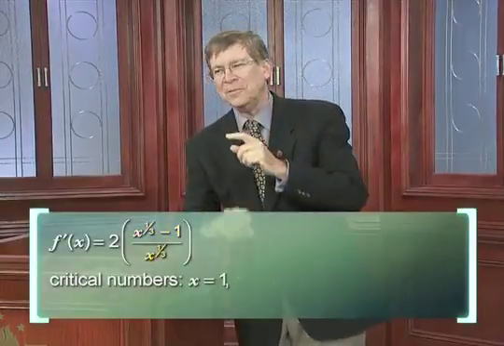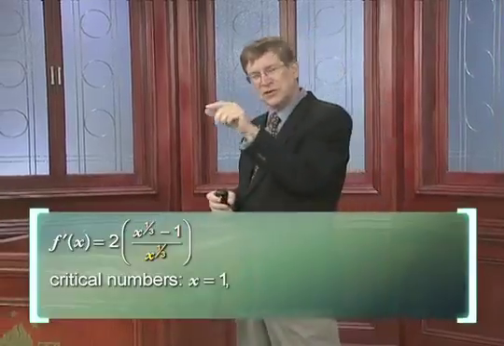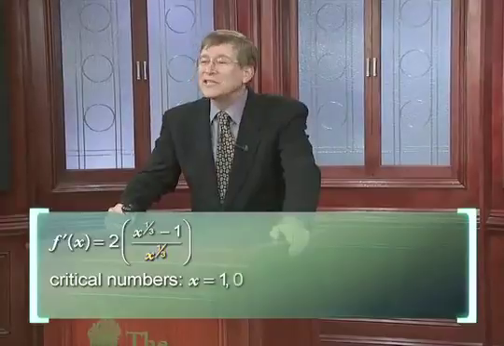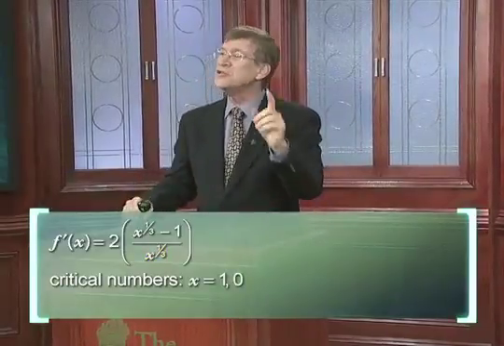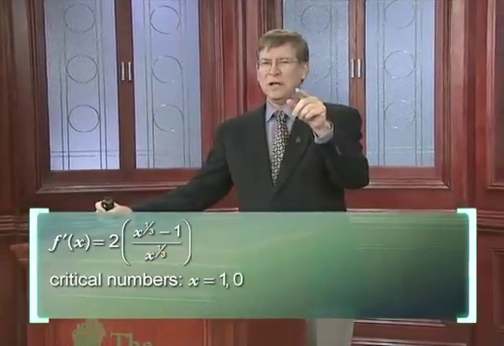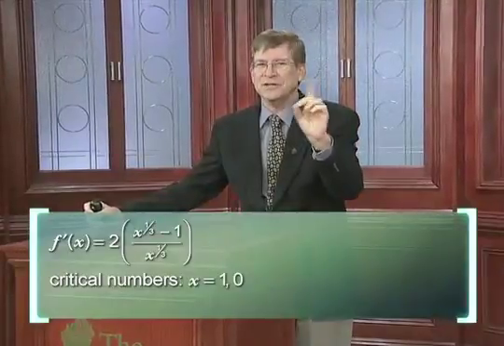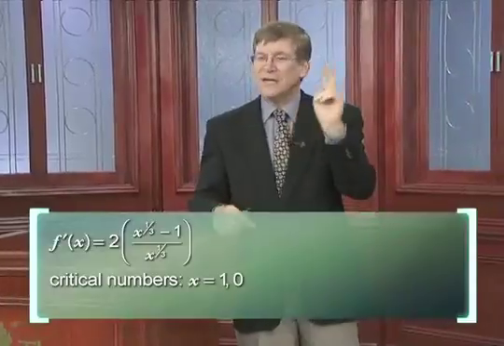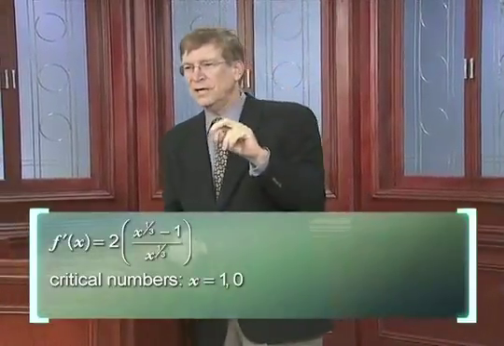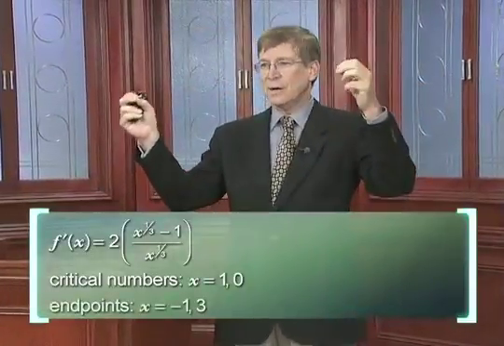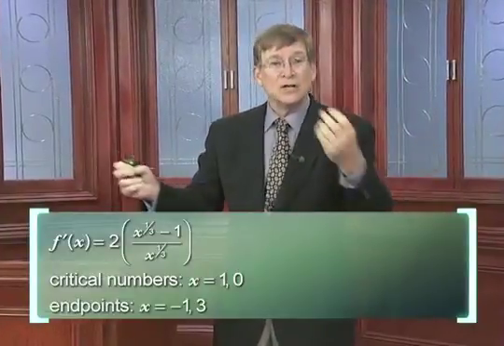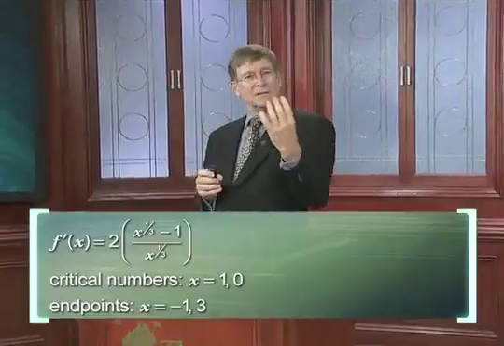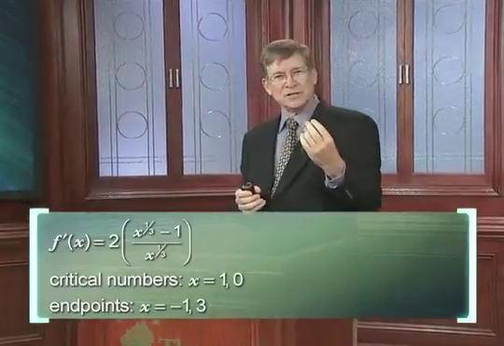But now look at the denominator. If x is 0, the derivative does not exist, does it? So that's also a critical number. The function is continuous at 0, but not differentiable at 0, and those points are critical numbers. Great. So we have two critical numbers, 1 and 0, and then we have our two endpoints, -1 and 3. So we have 4 possible winners here. We have 4 candidates to consider.